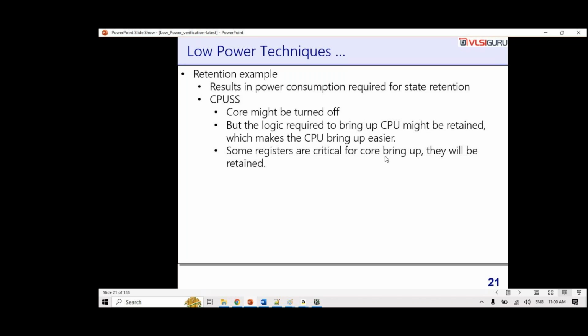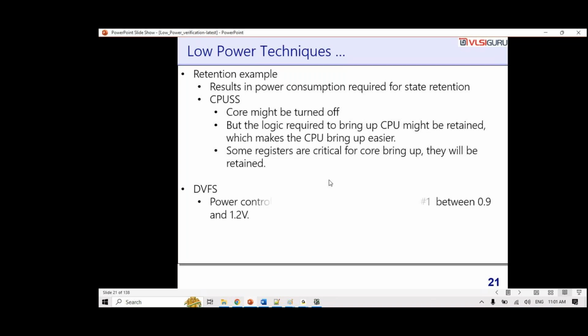Whichever registers need to be retained, that need to be stored, will go into the retention logic. Which registers are to be retained is provided by the design architect. The architect will tell which registers are relevant for this block, so these need to be retained. For example, some data values you don't want to retain, you can lose them. So the architect will tell which part of the logic needs to be retained, and which part of the register space should not be retained. So that's a brief about retention logic.